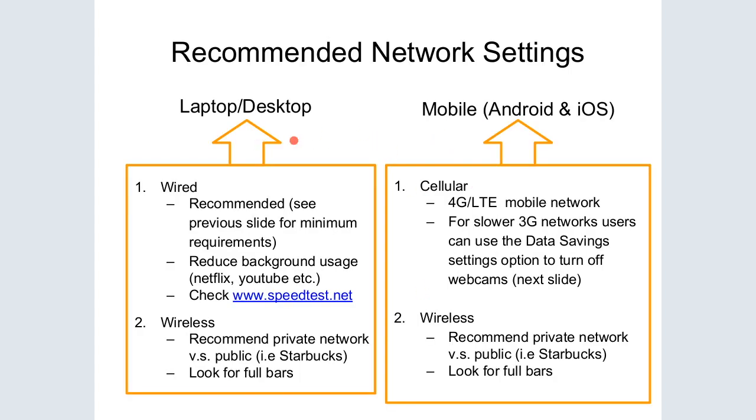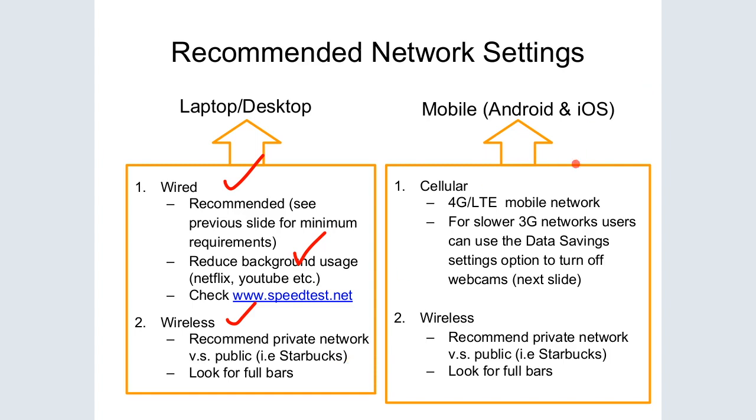The recommended network settings for laptop and desktop are unchanged. We still recommend those minimum requirements, reducing your overall background usage, such as Netflix and YouTube, and making sure the wireless network that you're using is private versus public, or if it's public, at least that it is not being throttled for two-way connections.